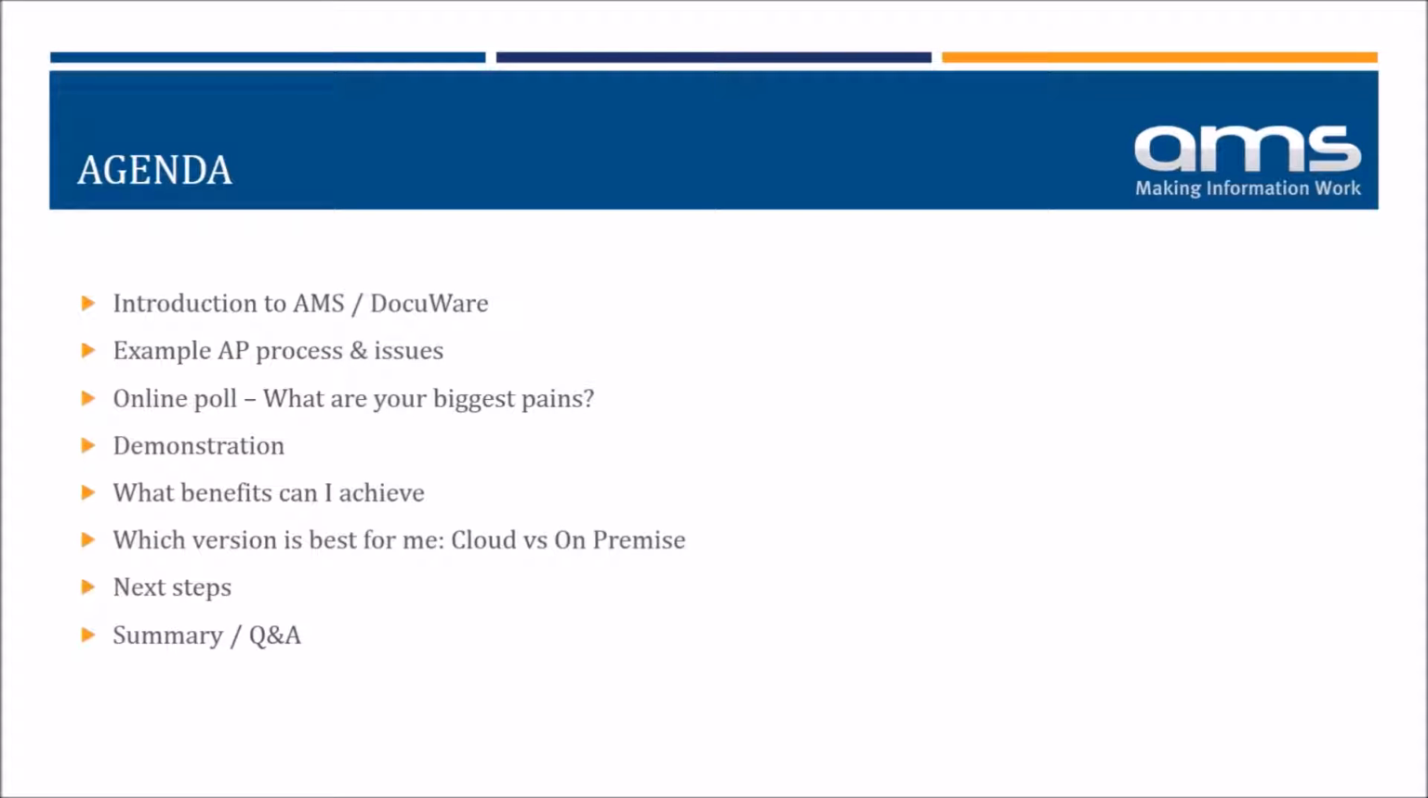So this is the agenda that we're planning to cover today. We'll do a brief introduction to who AMS and Docuware are. We'll look at an example accounts payable process and common issues that are experienced. Then we'll do an online poll, so we're trying to find out what you think are the biggest issues within your organisation. Then Neil will take us through a demo of the software and we'll look at typical benefits that are expected. Then we'll look at the two versions available, cloud or on-premise. And then we'll talk about the services that we offer to help you through the next steps within a document management project. Then there'll be a quick summary and a question and answer session.